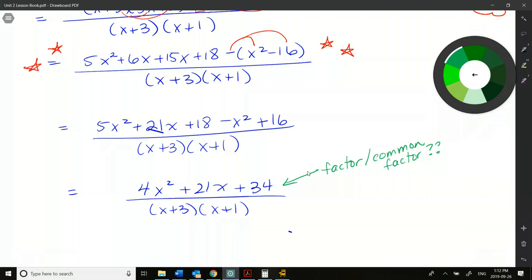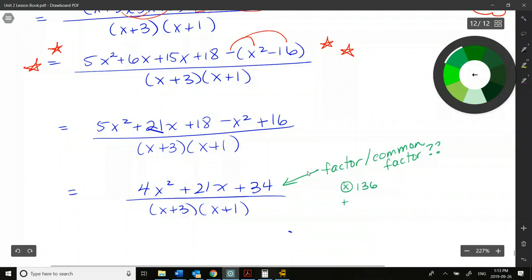Okay, the last thing that we need to ask ourselves is, can I factor this trinomial or common factor anything from this? I don't think that there's a common factor. 2 isn't a common factor. 4 isn't a common factor. I would be looking for two things that potentially could multiply to positive 136 and add to 21. So what we could check is like 20 and 1, 19 and 2, 18 and 3, and just look at some of those combos there.